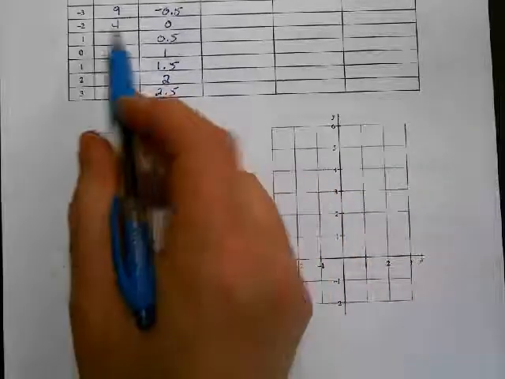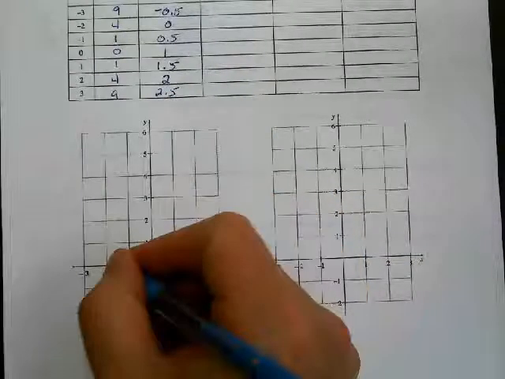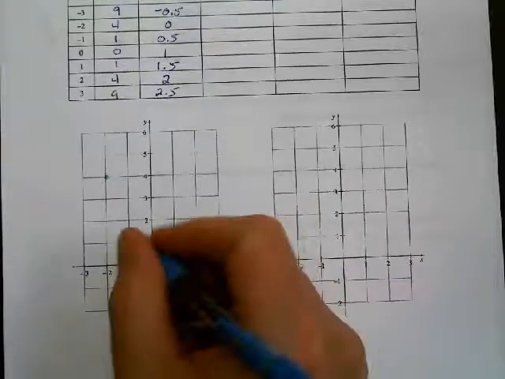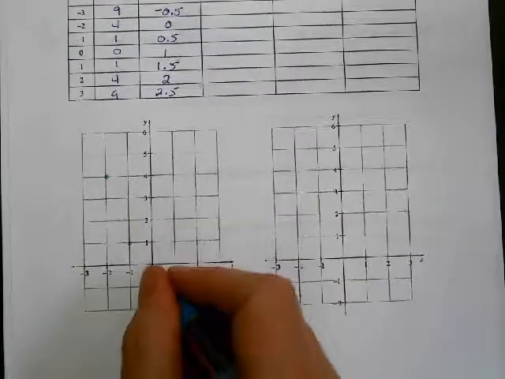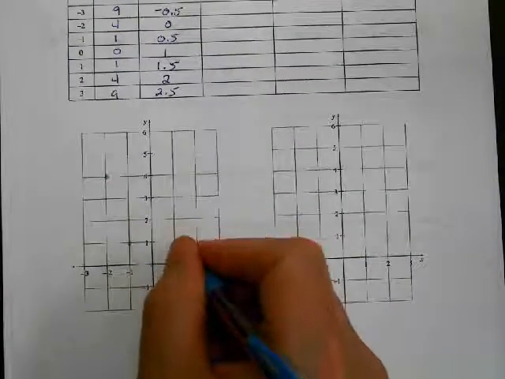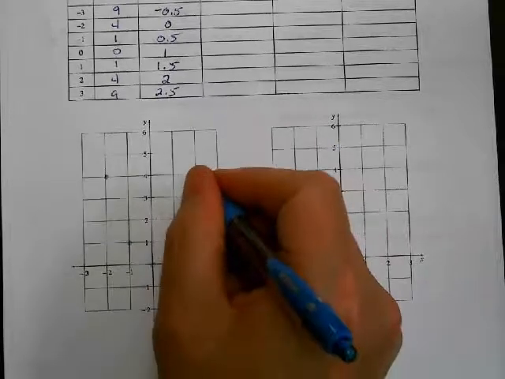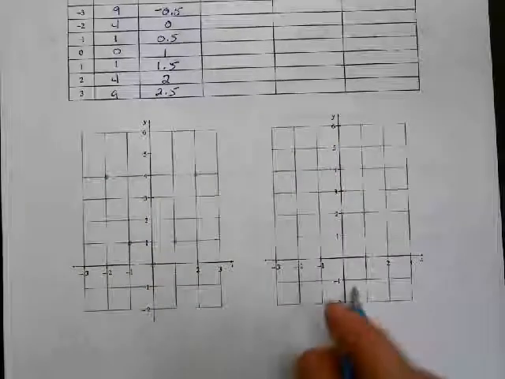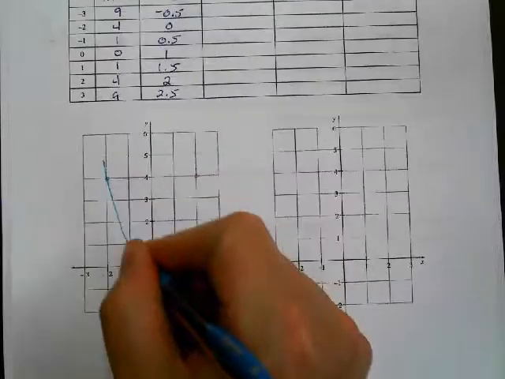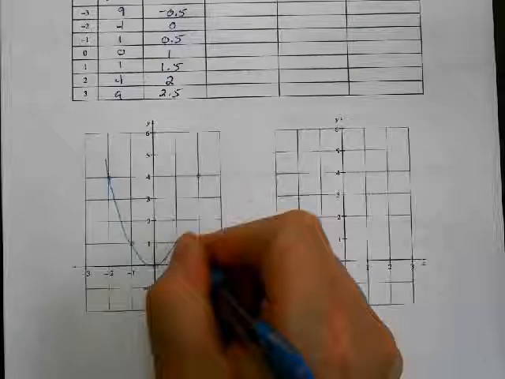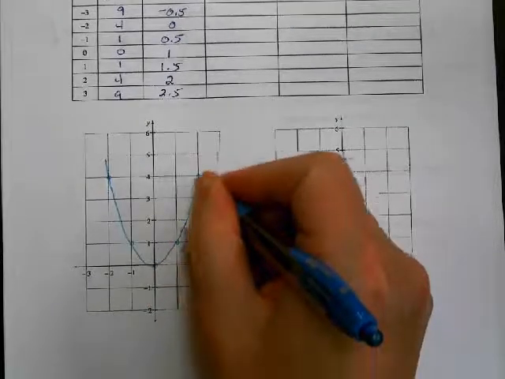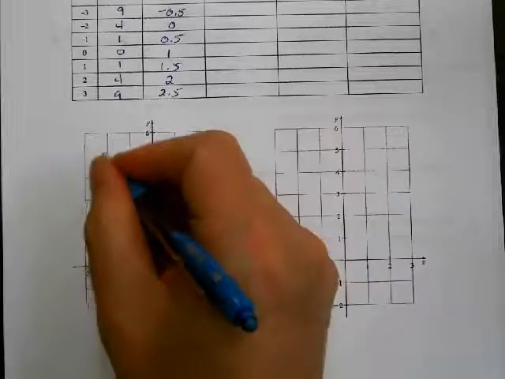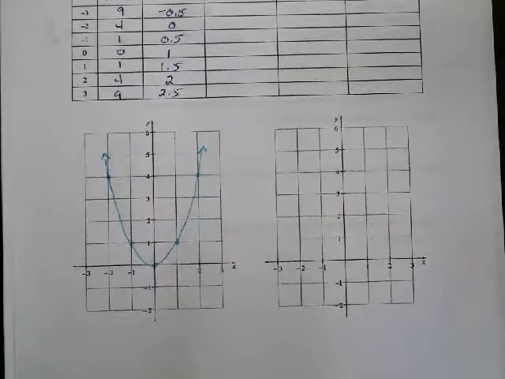Let's plug in the next one. So -2 and 4, get that point. 1, 1, 0, 0, 1, 1, and 2, 4. All right, so I've got my parabola there. All right, not bad. I've done better. Anyways, there we go. There's my parabola.